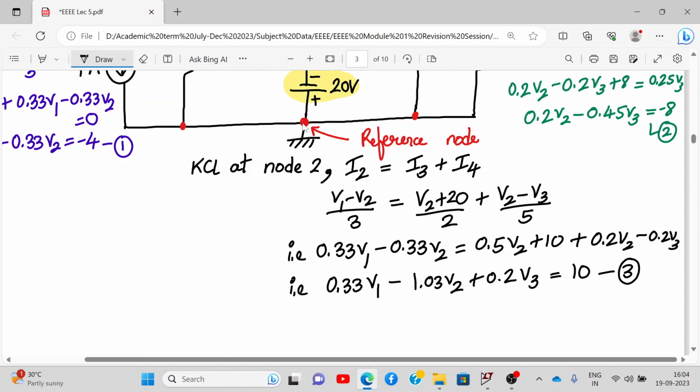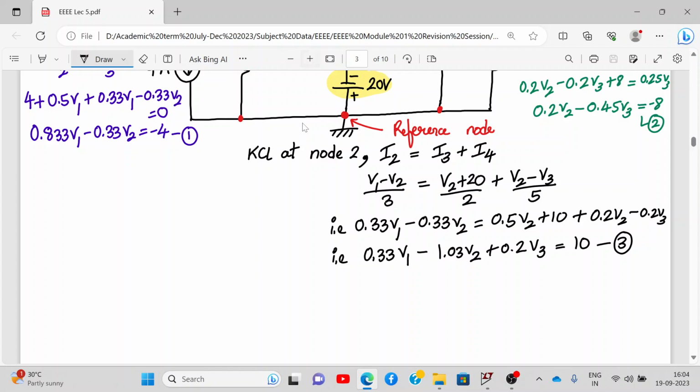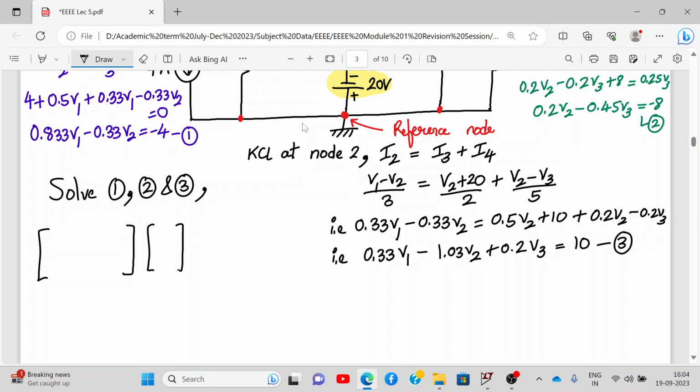So we have three nodes. We have applied KCL at node number 1, 2 and 3, and now we'll solve equations 1, 2 and 3 simultaneously. Here we write it in matrix form, which will be easier to enter in the calculator.